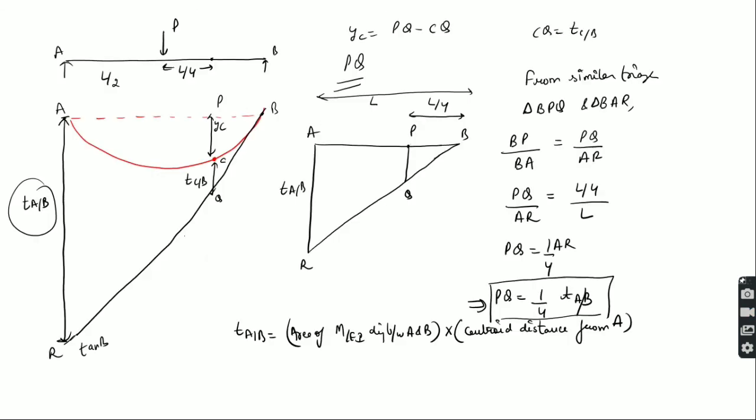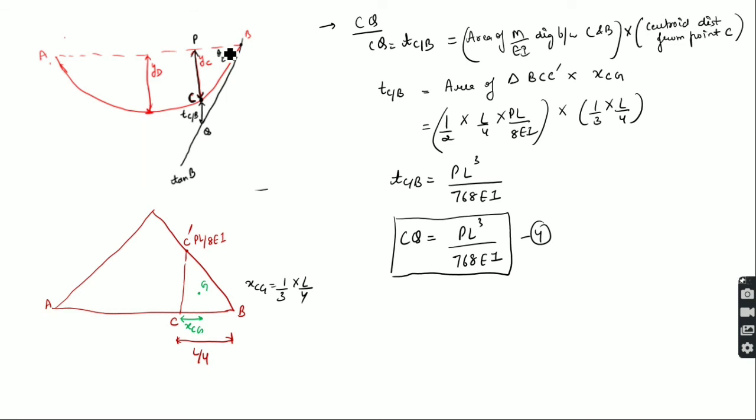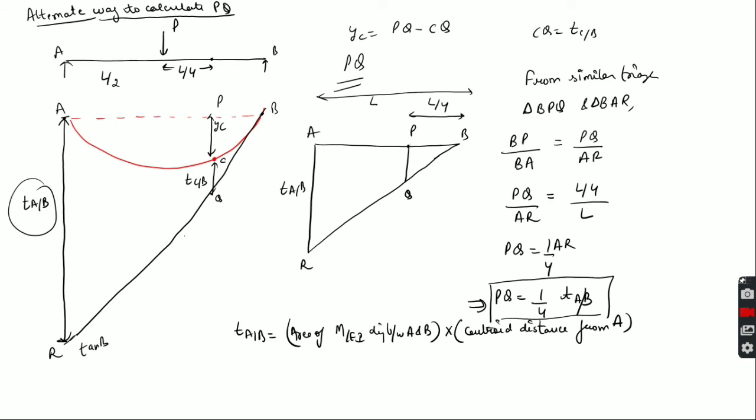So I will write it here as the heading: alternate way to calculate PQ. For calculating this PQ, we had to calculate this TAB, right? And for calculating PQ in the previous case, we had to calculate this theta B. So it is up to you, and as per our convenience, we can get the answer.